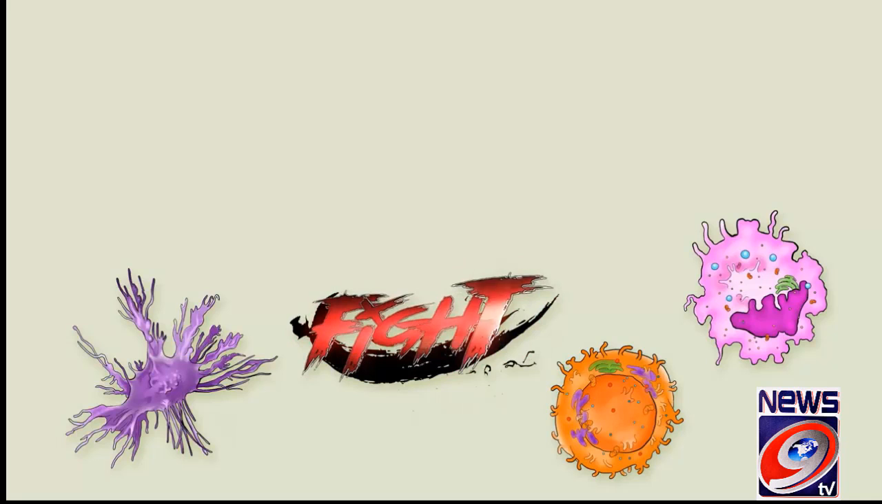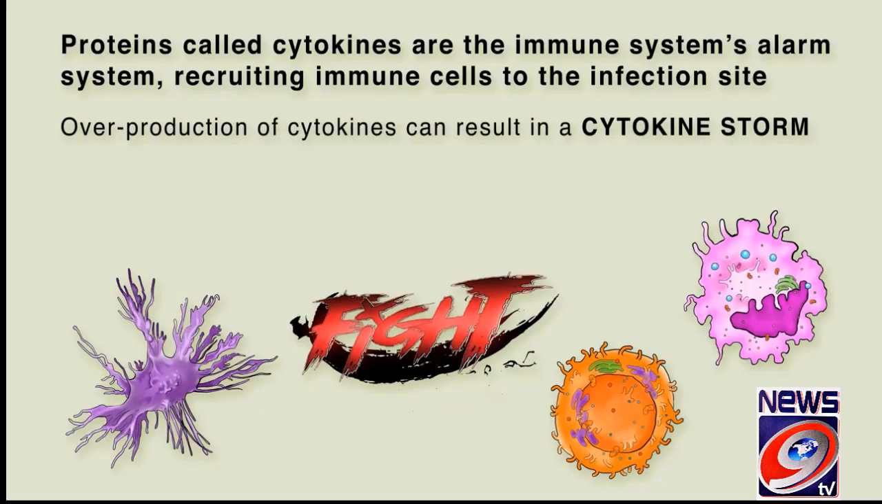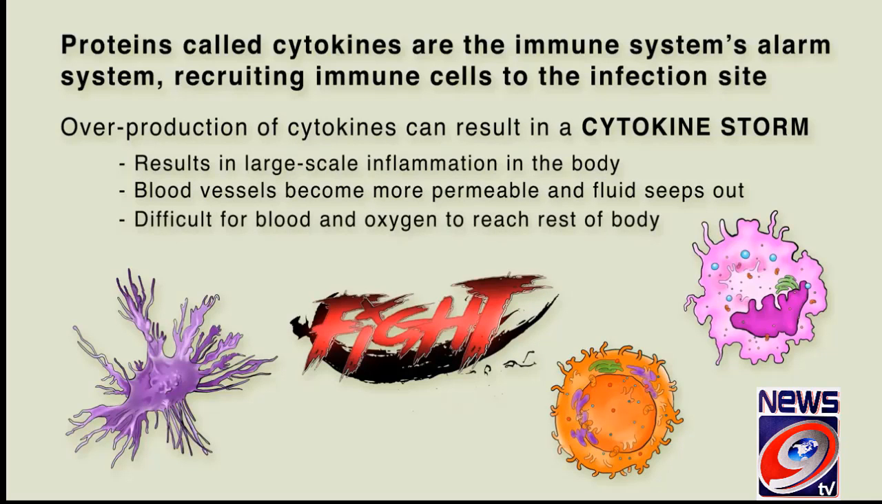The immune system's overreaction can also cause another kind of damage. Proteins called cytokines are the immune system's alarm system, recruiting immune cells to the infection site. Overproduction of cytokines can result in a cytokine storm, where there is large-scale inflammation in the body. Blood vessels become more permeable and fluid seeps out. This makes it difficult for blood and oxygen to reach the rest of the body, and can result in multi-organ failure. This has happened in the most severe cases of COVID-19.